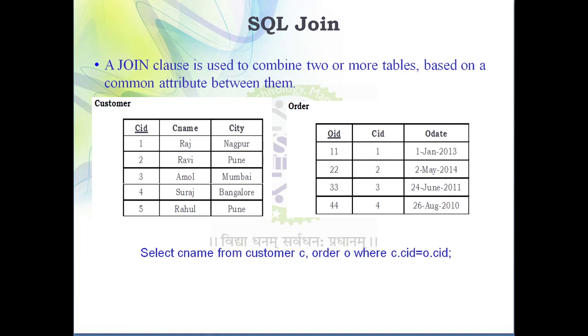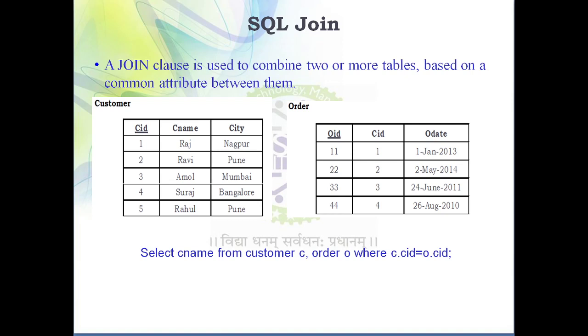Suppose somebody asks me the question: give me the list of customer names who have placed an order. Find the list of customer names who placed the order. So in order to answer that question, how many tables are required? Can I use only the customer table? Suppose my answer is yes, then let's check whether we can answer the question using only the customer table.